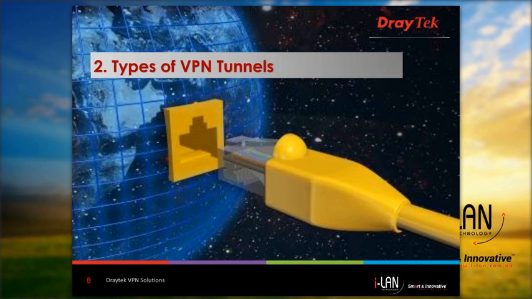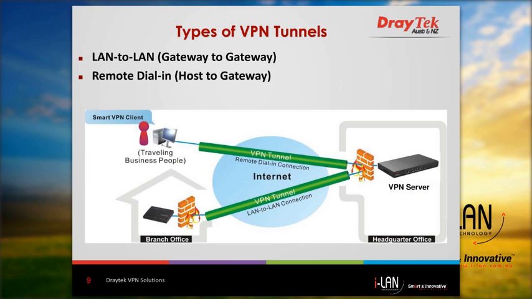Now let's look at the different types of VPN tunnels. I'll just go through some of these. There are two main types available in DrayTek routers. The first is LAN to LAN, where we have a router-to-router VPN connection. The other is a remote dial-in, where a single user can log in remotely from their PC. In this diagram, you see the two types. The top is a single user dialing in, and at the bottom you've got office-to-office communication using LAN to LAN.